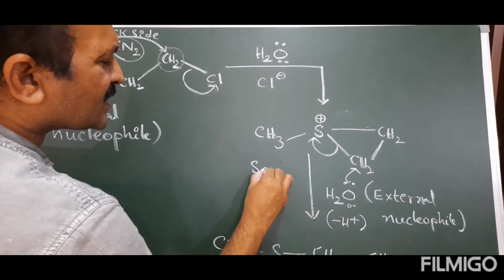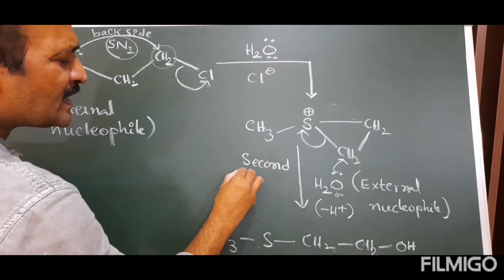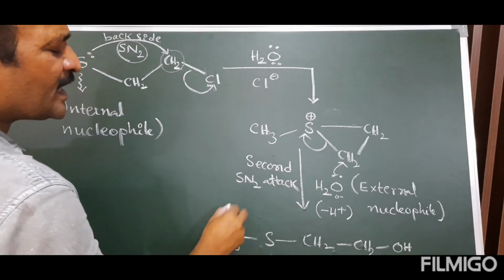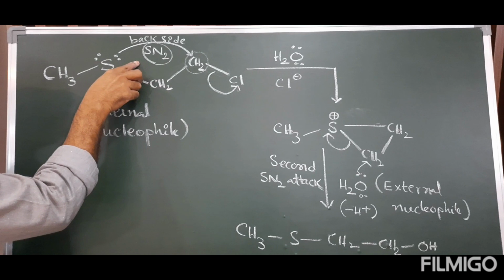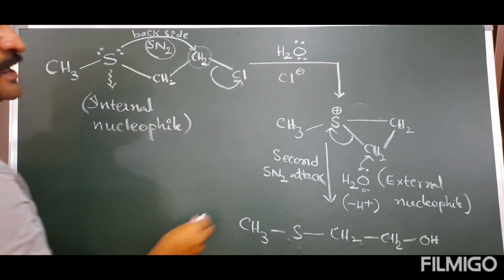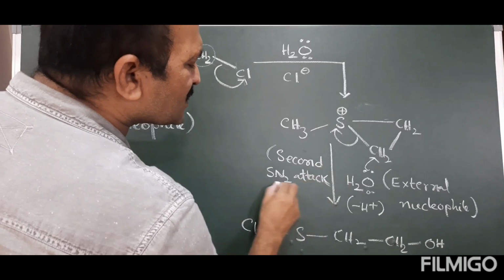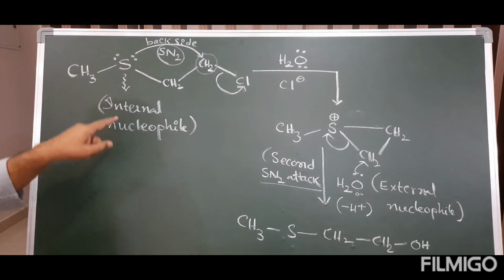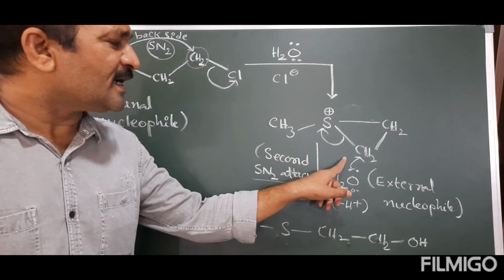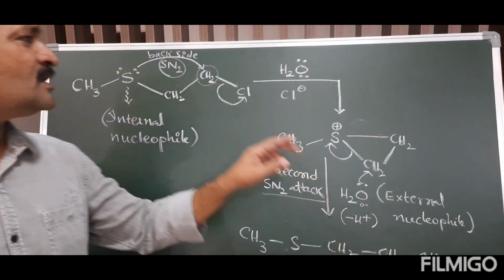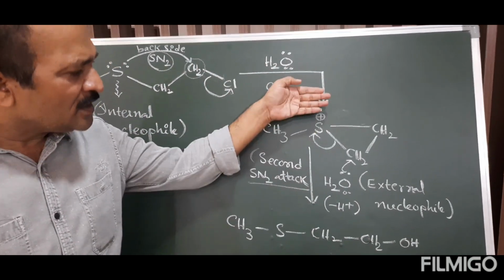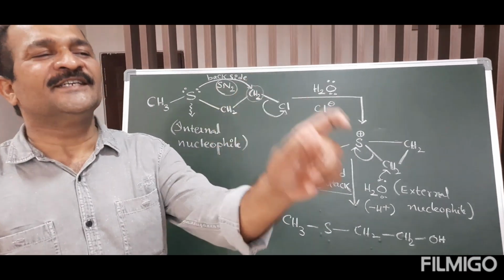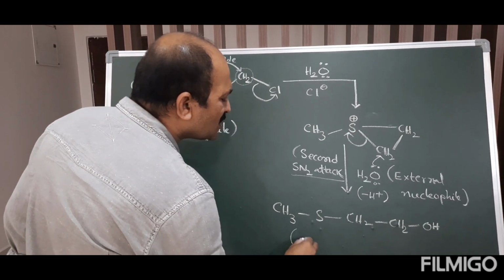So second, SN2 attack from the back side. Here, first a backside attack by SN2 reaction, second an SN2 attack from the backside. So there are two attacks: the first time by the internal nucleophile and the second time by the external nucleophile. That means here one inversion takes place, here one inversion takes place, and as a result of two inversions, the configuration is retained. So here retention will take place.